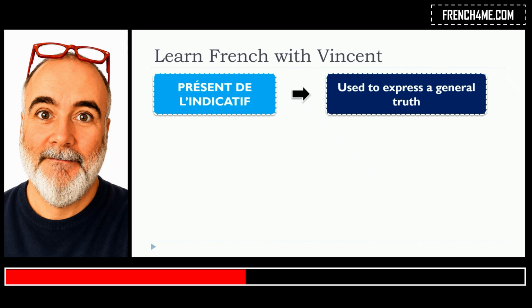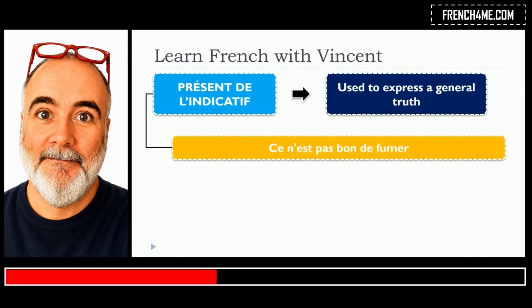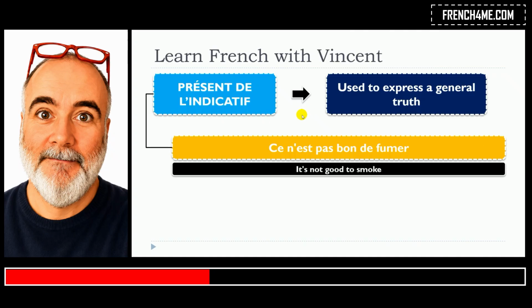So let's have a look now when we are using the present, le présent de l'indicatif to express a general truth. Ce n'est pas bon de fumer. Same thing here, we will use the verb être. It should be in the present form because it's this general truth and it's in the third person of the singular. Est. Ce n'est pas bon de fumer.